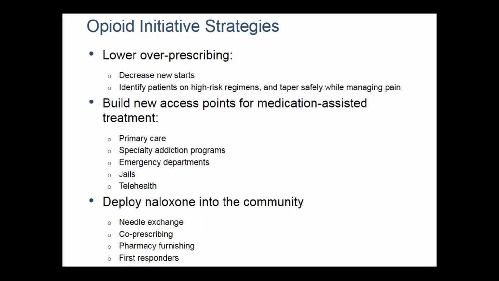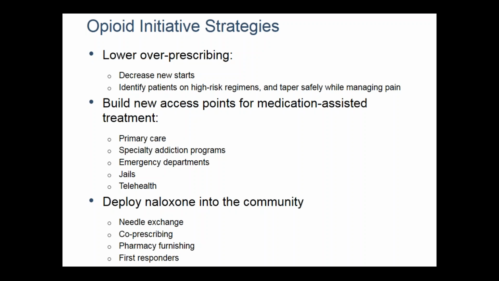And that is first focusing on overprescribing. Since we've quadrupled our prescribing rates in the last 15 years, it's reasonable to get at least down to half of where we are now. And the foundation's focus has been on decreasing the number of new starts, those people going on to chronic daily use, and identifying people on high-risk regimens and then tapering safely while managing their pain.